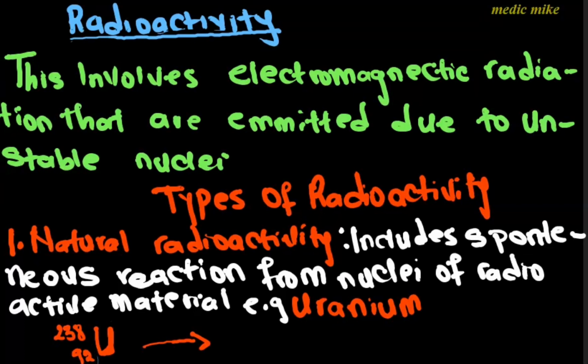When uranium-238 undergoes a reaction to form thorium and a helium particle, or you say alpha particle. So this will be 234 and this will be 90. And if you cross check, both the atomic number and the mass number correspond to each other. So this is an example of natural radioactivity.